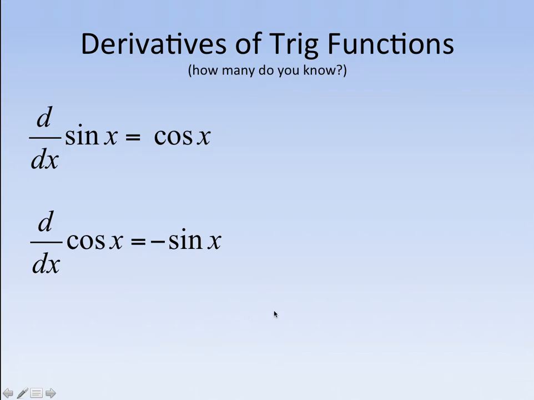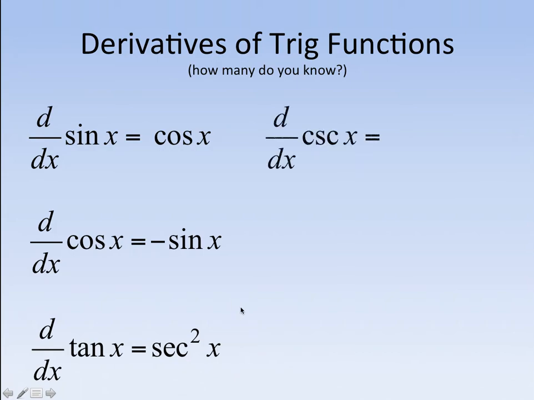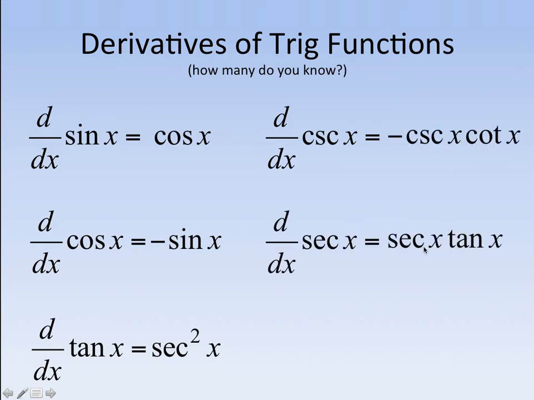In addition, you made some mini anchor charts, and the mini anchor charts had you do the quotient rule to find the derivative of the tangent of x by rewriting the tangent as sine over cosine, and you came up with secant squared. And likewise, using the quotient rule, you found the derivative of cosecant is minus cosecant cotangent, the derivative of secant is secant tangent, and the derivative of cotangent is minus cosecant squared x. So these are the derivatives for the 6 trig functions.